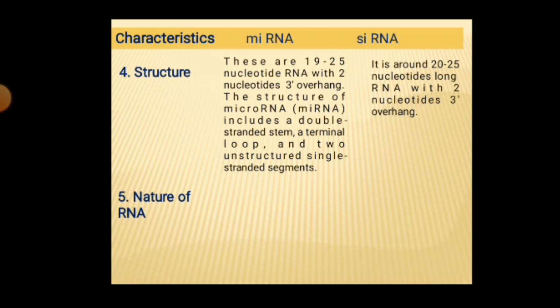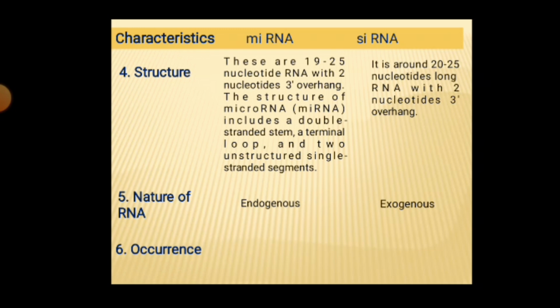Next is the nature of RNA. The miRNA is endogenous, whereas the siRNA is exogenous. Now, why this siRNA is exogenous? The siRNA is an exogenous double-stranded RNA that can either be chemically synthesized and then directly transfected into the cell, or it can be generated inside the cell by introducing vectors that express short hairpin RNA, which are the precursor siRNA. Okay, that's why these siRNA are exogenous, and in this way these are produced outside the cell.